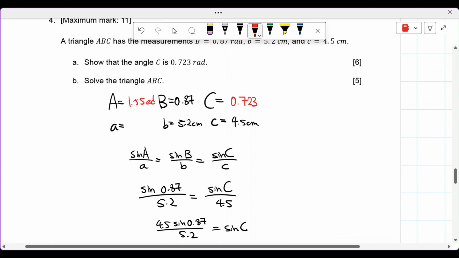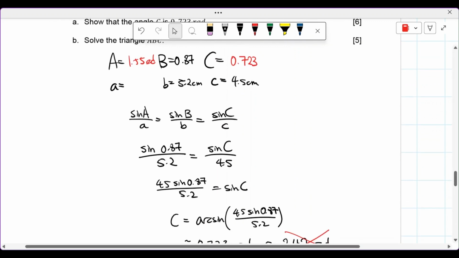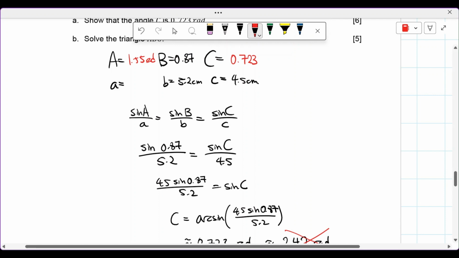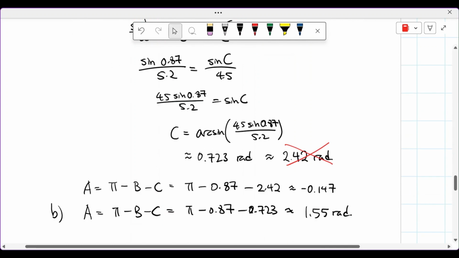And then the final part, the lowercase a. We can use different methods to solve this question. I don't think using the cosine law is a good idea, so let's use the sine law one more time. I could use a cosine law, but not my preference here. So let's use the sine law using the 1.55 radian, the answer that we found here.